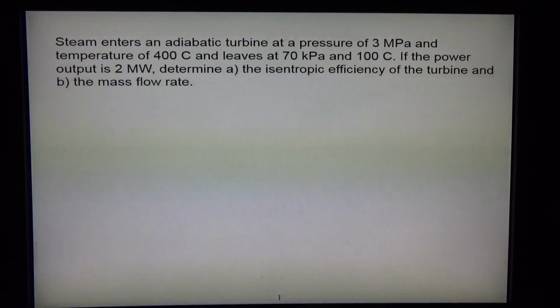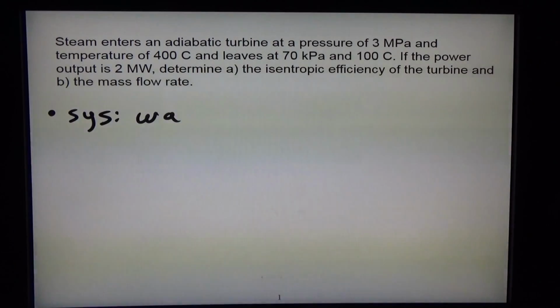Okay, so in this problem, we have steam enters an adiabatic turbine at a pressure of 3 megapascal and a temperature of 400 Celsius and leaves at 70 kilopascal and 100 degrees Celsius. If the power output is 2 megawatt, determine the isentropic efficiency and the mass flow rate.